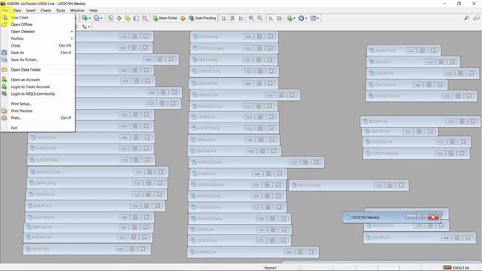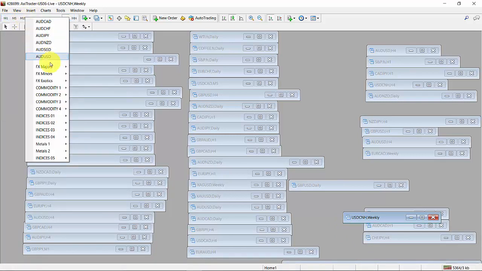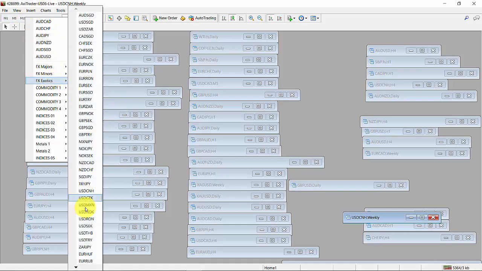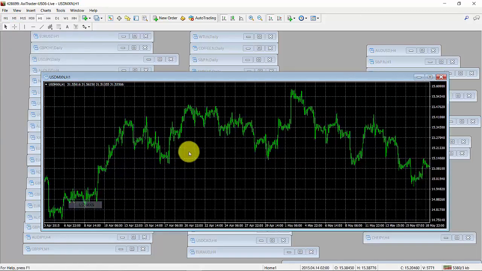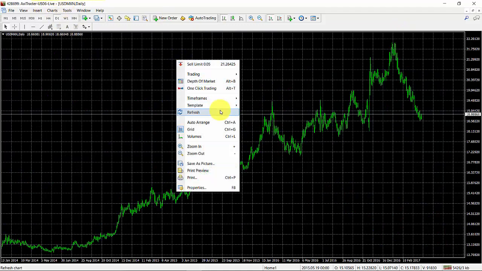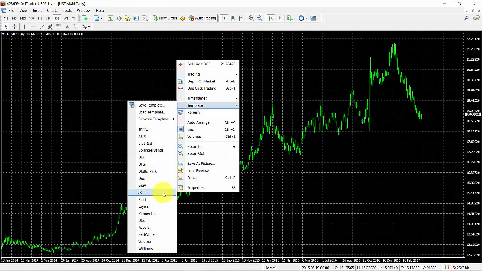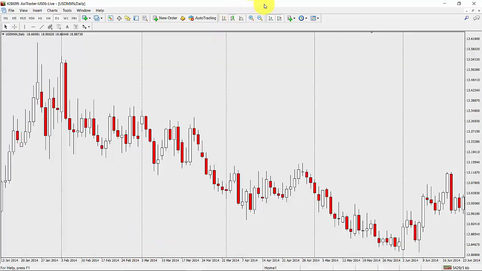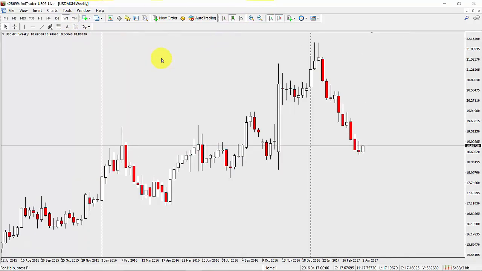Last question, guys, and then we'll shut it down. Last question. Here's another exotic pair, the Mexican peso. Olé. Let's see this sucker. Template. Red and white. It's a bit crazy.